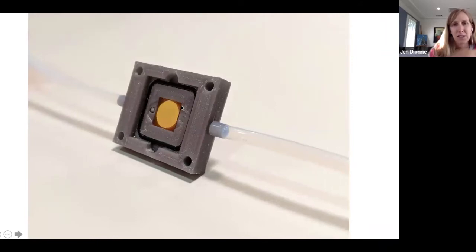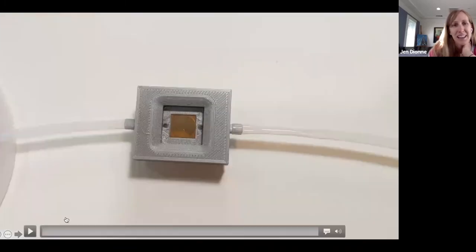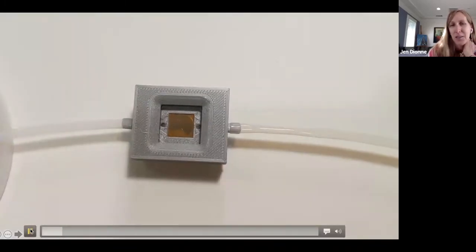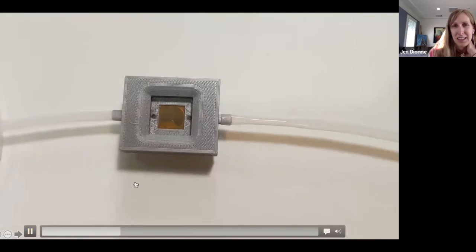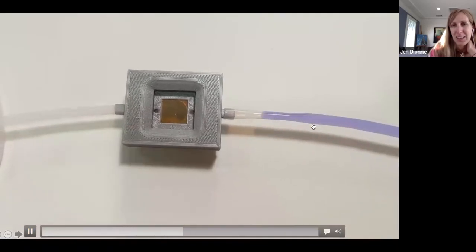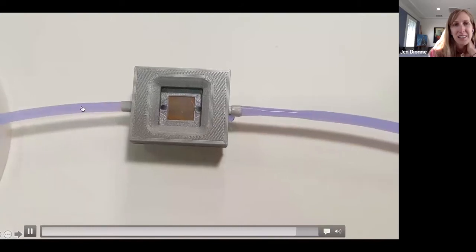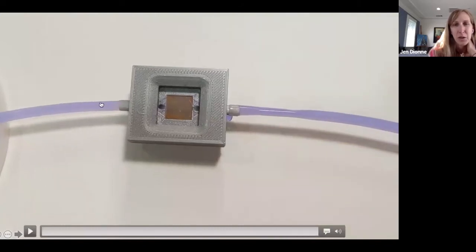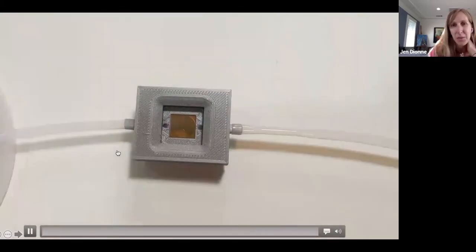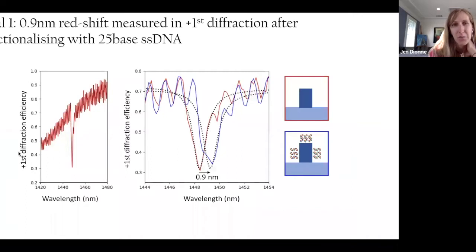We have our metasurface here in the center, and then liquid comes in from the side. And I'll just play you this quick video where we've tested it with DNA. Here I'm just showing you with a purple paint from my kids, but you can see the liquid comes in, functionalizes the surface, and then goes out. So we can do multiple fluid flushing tests, all in a small compact profile.